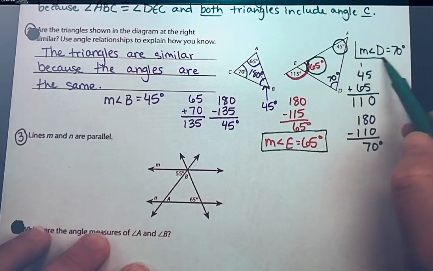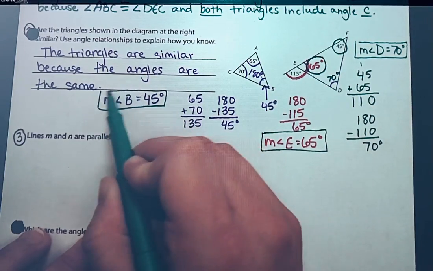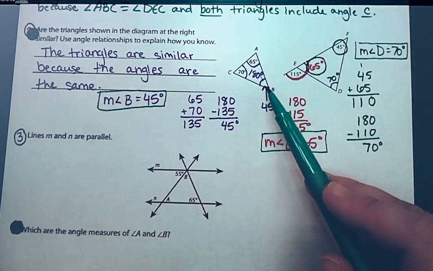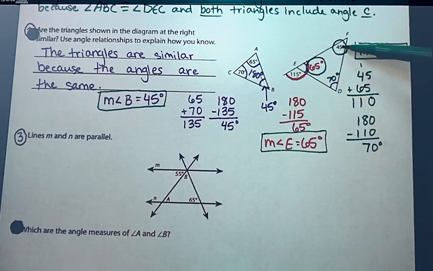Now, how do we prove that the angles are similar? We found that this triangle's angles are 45, 65, and 70. This triangle's angles are 45, 65, and 70. And because the angles match each other, it doesn't matter the size of the triangles, that is what proves that the triangles are similar.